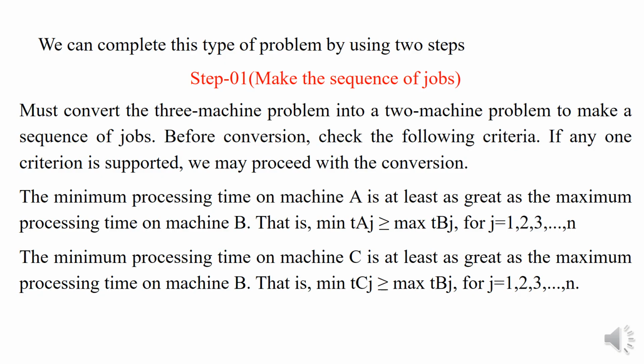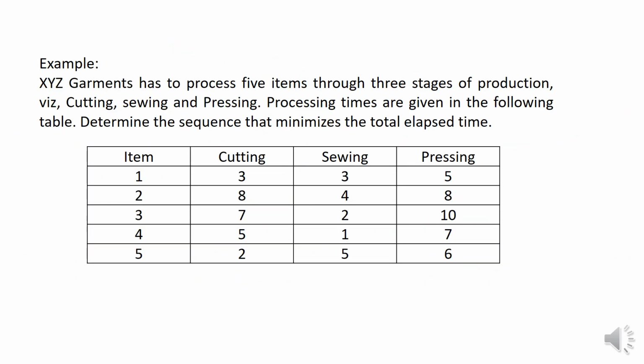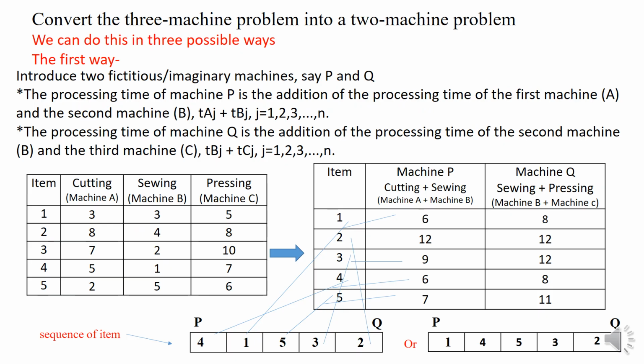First of all, see that this is our problem. We introduce two fictitious or imaginary machines, called machine P and machine Q. The processing time of machine P is the addition of the processing times of the first machine and the second machine. Again, the processing time of machine Q is the addition of the processing times of the second machine and the third machine. We then use these combined times to establish our optimal sequence.